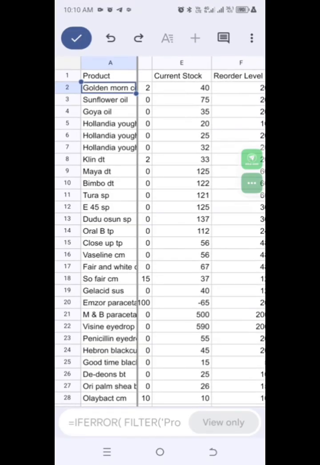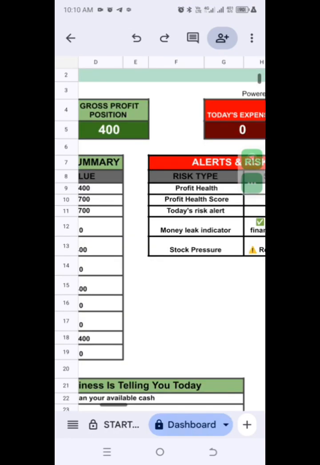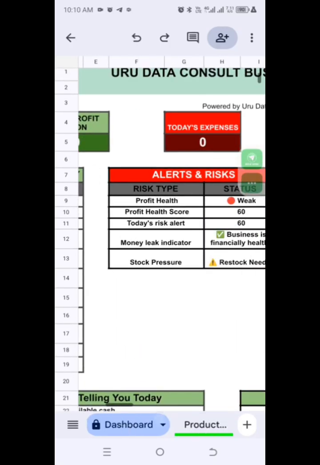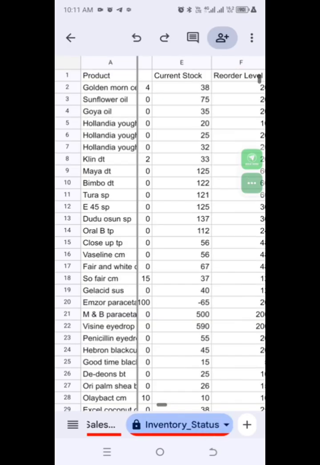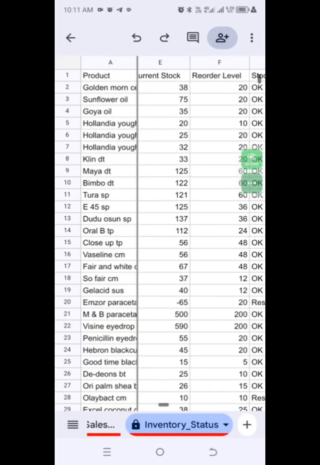Before that, let's go to our dashboard first and see how it reflects. Remember, this is our dashboard, and it has reflected immediately. While I was still speaking, it reflected. Now let's go to our inventory. Remember that when we sold, you see Golden Moon has reduced. The current stock of Golden Moon is now 38. It's no longer 40.